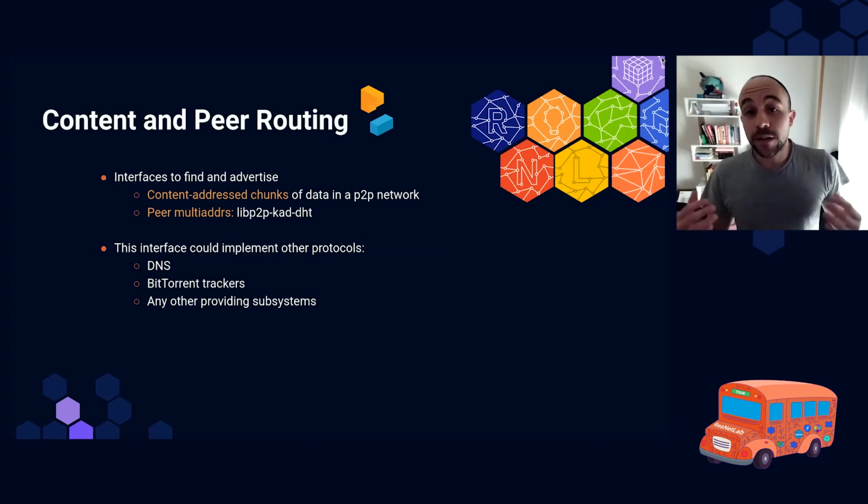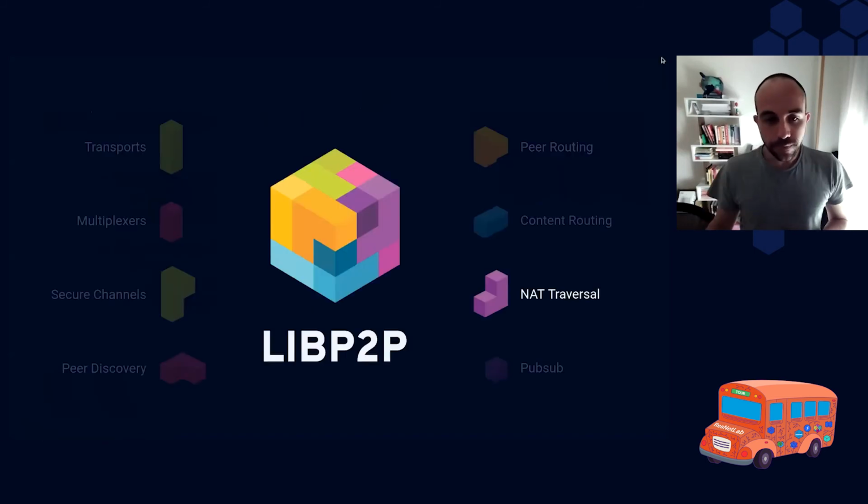So we could think of implementing these interfaces with a DNS protocol so that we are able to find this information from a DNS system. We could also design a protocol that implements these interfaces and communicates with BitTorrent trackers in order to get information from BitTorrent trackers for content routing and peer routing, or any other providing subsystem. In this way, we would be able to innovate in content routing and peer routing, leveraging the existing interfaces.